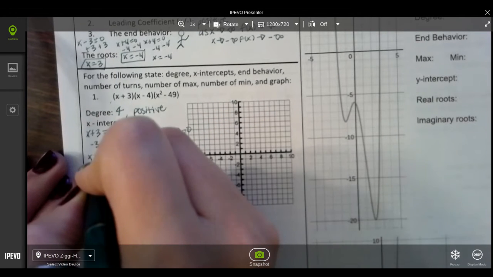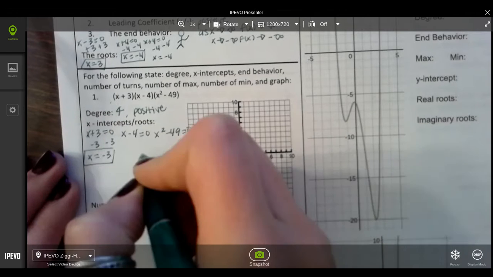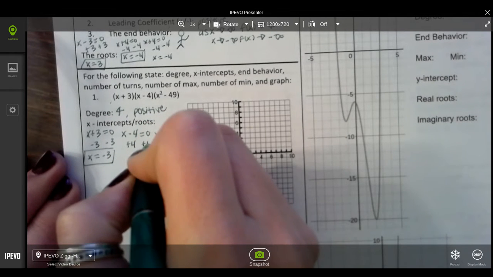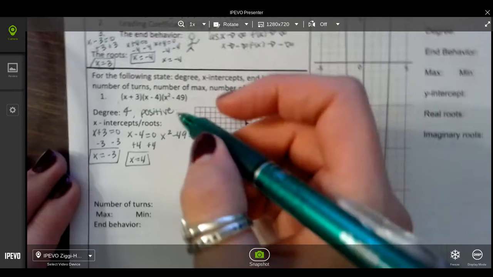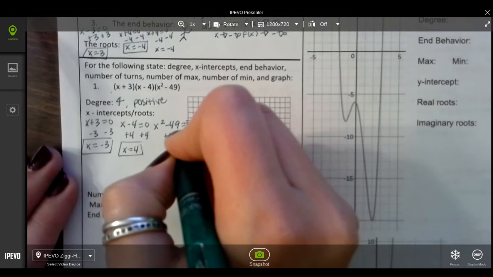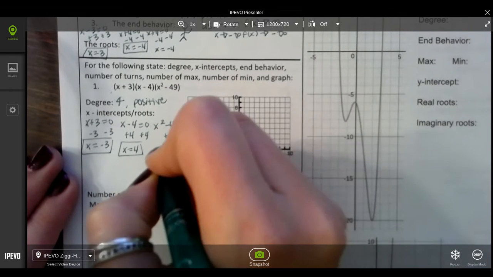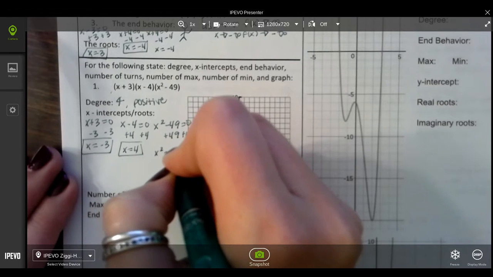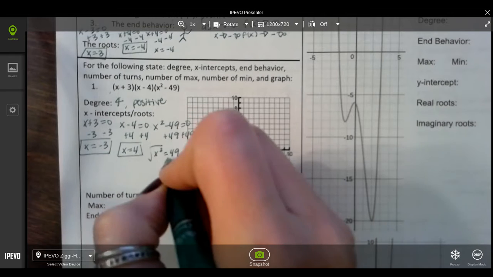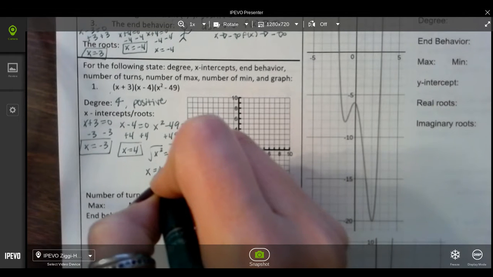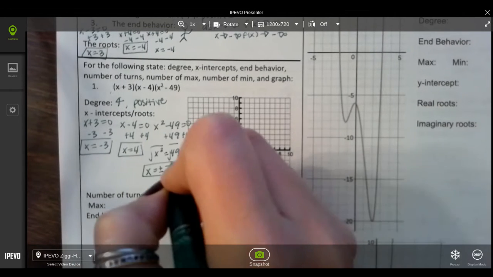Subtract 3 from both sides, I'm going to get x equals negative 3 for one of them. Add 4 to both sides, I'm going to get x equals 4 for one of them. Add 49 to both sides. I get x squared equals 49. Well, I don't know what x equals yet, so I have to square root both sides, so I get x equals plus or minus 7.